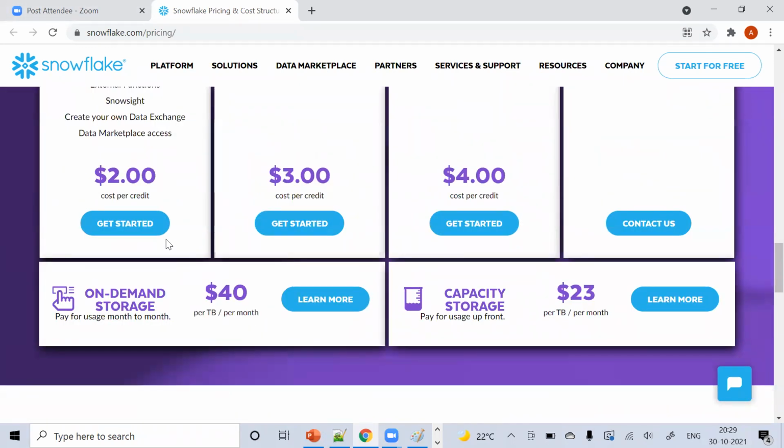Be very specific. This is for the computing part, and below here, this is the storage. There's nothing to do with credits here, as you can see. It says on demand storage, pay for usage month to month. So basically Snowflake pricing is based on month to month, and you will be billed on a monthly basis. It says $40 per TB per month. This is on demand, so you will be charged $40 per TB. And this is pay for usage upfront, that is $23 per TB per month.